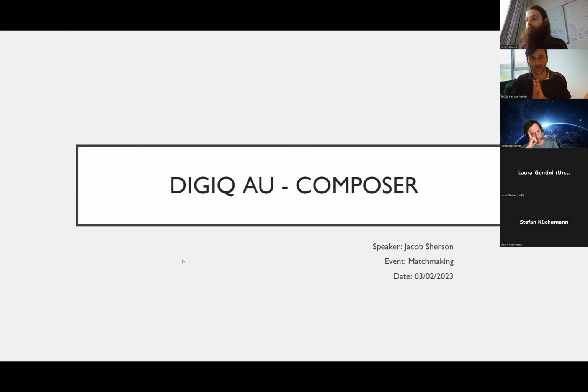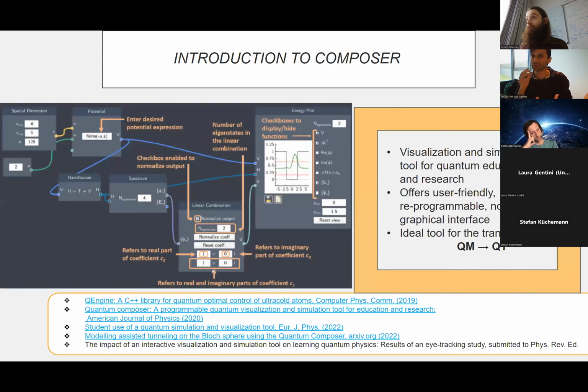Okay, so I'll start off with the Composer module that we are developing at AU and give some details about this. So first, a very brief introduction to Composer, which we've been working on over the last few years. It's a visual programming language, node-based, in which you generate what we call flow files, and you can set up a Hamiltonian and a kinetic energy, and then you can have visualizations there.